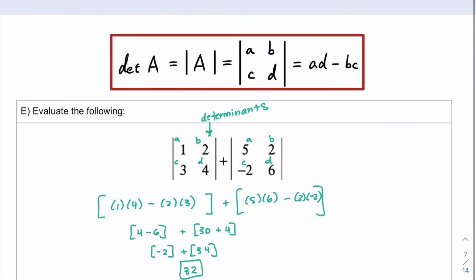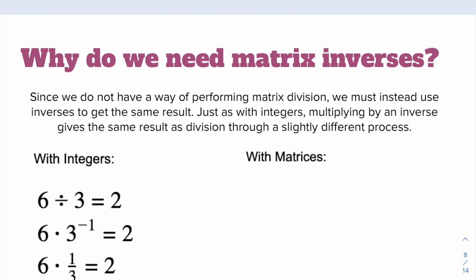Okay, so now we're going to move on to inverses. So now that we feel good about finding determinants, we're going to use them to find the inverse of a 2x2 matrix by hand. So why do we need matrix inverses? Well, since we do not have a way of performing matrix division, we must instead use inverses to get the same result. So we've talked about matrix addition, subtraction, scalar multiplication, and regular multiplication. But the operation of division is actually not defined for matrices. So we have to use inverses as a bit of a workaround.